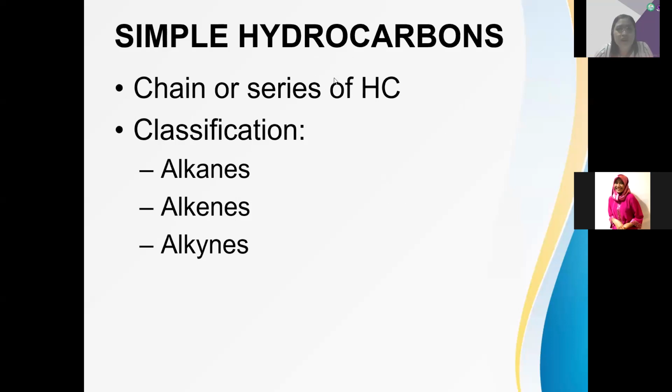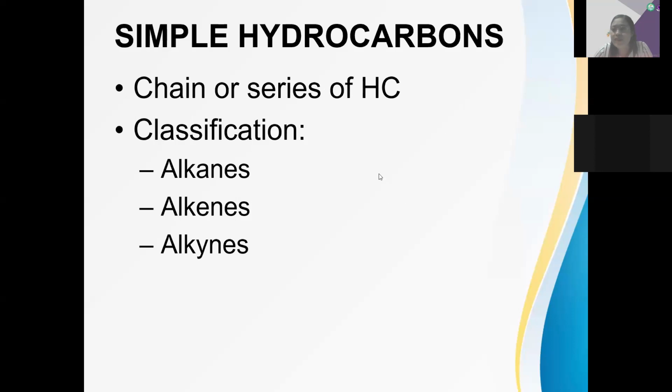So number 1, we have here the simple hydrocarbons. When you say simple hydrocarbons, you just have hydrogen and carbon in the structure. It's simple because it's only hydrogen and carbon, no other atoms or elements involved. We have 3 types of simple hydrocarbons: the alkanes, alkenes, and alkynes. Actually, we will also include the aromatic compounds here, since the unsubstituted aromatic compounds are still hydrocarbons.